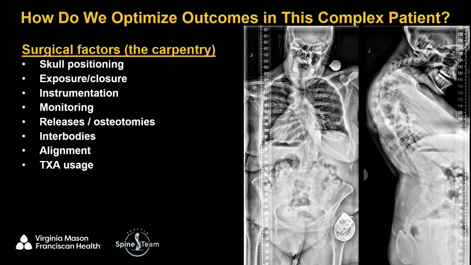How are we going to position their head during surgery? What issues might we experience during exposure? How are we going to instrument the spine safely when there's all this distorted anatomy? What type of monitoring are we going to have? Are we going to have abnormal signals to start the case, and how might that affect things? What are our releases going to be? How are we going to use TXA? How are we going to actually assess our alignment?